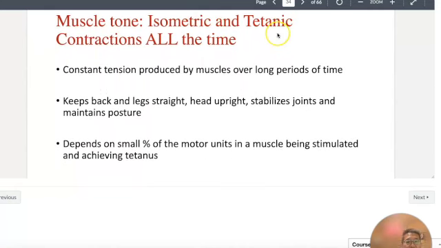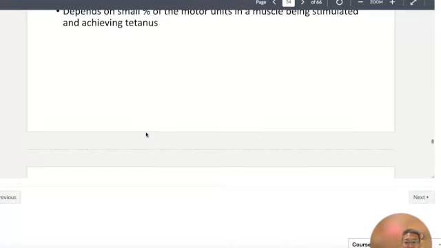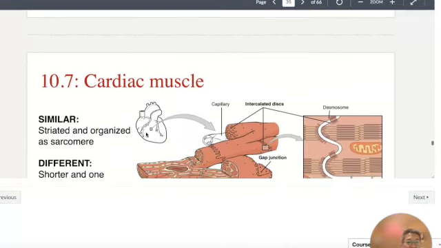Isometric and tetanic contraction all at the same time. Constant tension produced by muscle over a long period of time. Keep your back and legs straight, head upright, stabilize joints. So that's one of the ways the body maintains posture.